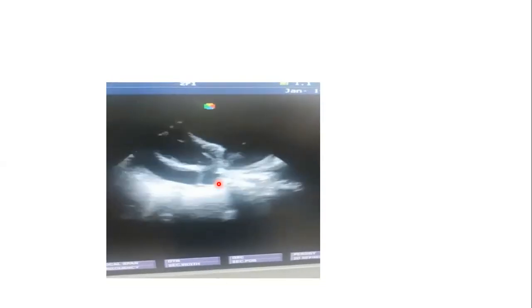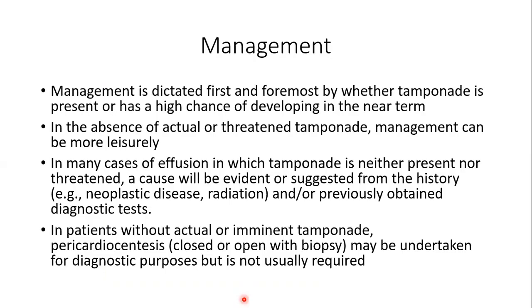Okay, so this is just the video. It's not playing. Okay, so here you can notice there's collapse of the right atrium, and also even collapse of the left here. There's also some little partial collapse of the right ventricle there.